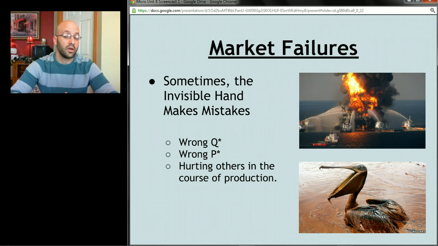Maybe that market's going to produce the wrong quantity. Maybe it's going to produce things at the wrong price from the point of view of society. And then maybe something else that we haven't really considered along the way, maybe people are hurting others in the course of production. And so this unit's kind of about how to factor that kind of stuff in and reestablish societally optimal outcomes when these kind of things happen. So for example, we might talk about the market for gasoline and the price and quantity of gasoline. But what we haven't really talked about is the fact that producing gasoline can wind up hurting other people. We saw that with the BP oil spill. So we're going to start factoring in that kind of stuff in this unit.